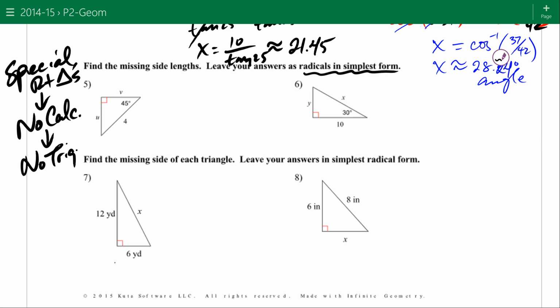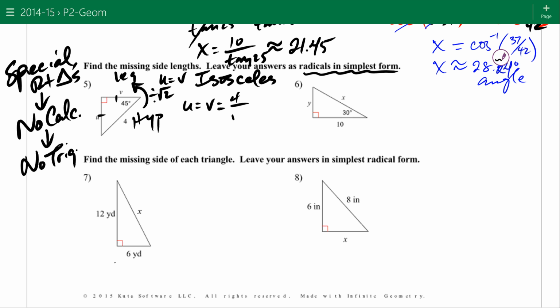Alright? When we went through the lesson, you're supposed to understand how to get from hypotenuse to leg on a 45-45 isosceles triangle, which means the two legs are congruent. That means u equals v because it's isosceles. You have to divide by rad 2. That's all you do. So u equals v, and that equals 4 divided by rad 2. And then you're supposed to know how to rationalize, which I talked about in class, and that's simple too.